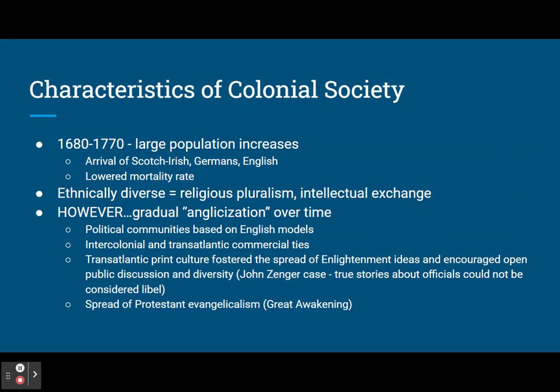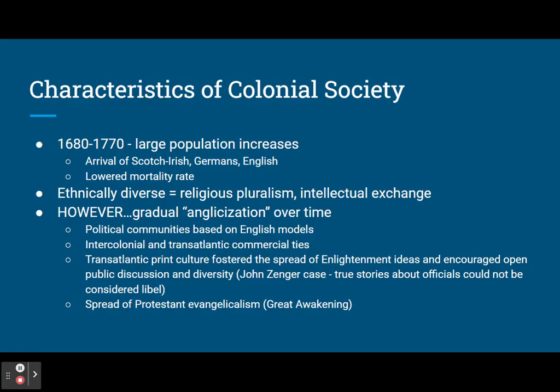Now, despite this ethnic diversity, a process we do see in the 18th century is a gradual Anglicization over time. Political communities are increasingly based on these English models. Many of them are modeled after the representative bodies in Parliament, without the nobility, of course. And the early documents that we'll see even later with the early American Republic are going to be based on, for example, the English Bill of Rights and many rights that these colonists felt they had as English citizens.